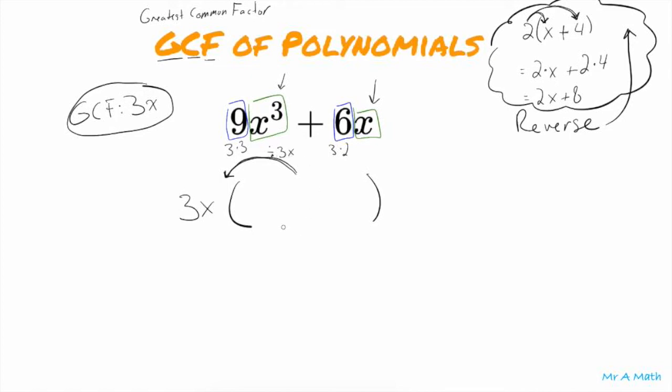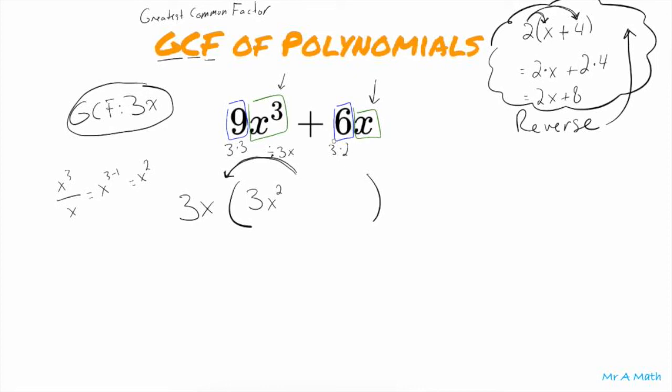So when I put in 9x cubed and I divide out a 3x, what's 9 divided by 3? Well, that's 3. And what's x to the third power divided by x? Well, that's going to be x to the second power, because we know x to the third divided by x, that's equal to x to the 3 minus 1, which is x to the second.